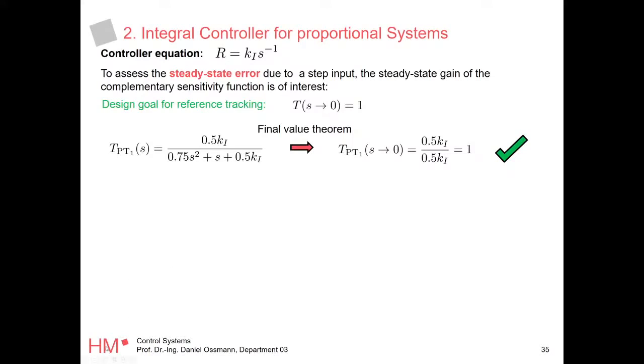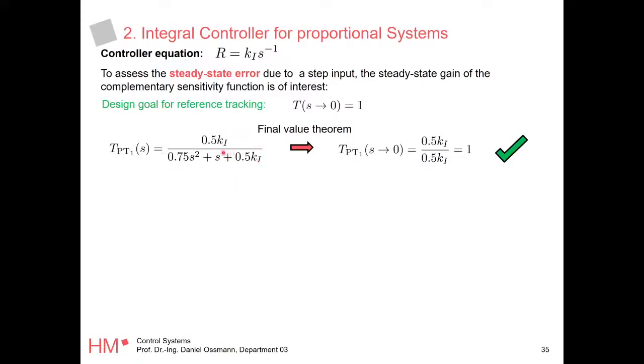Okay, so let's take an integral controller, which is nothing but this gain K_i over s, right? Again, if we want to take a look at the steady state error, we take the reference tracking, where we want that to be 1. So if you now build the closed loop system, taking the integral controller and your PD1 system, the closed loop looks like this. So your complementary sensitivity function for our PD1 system looks like this.